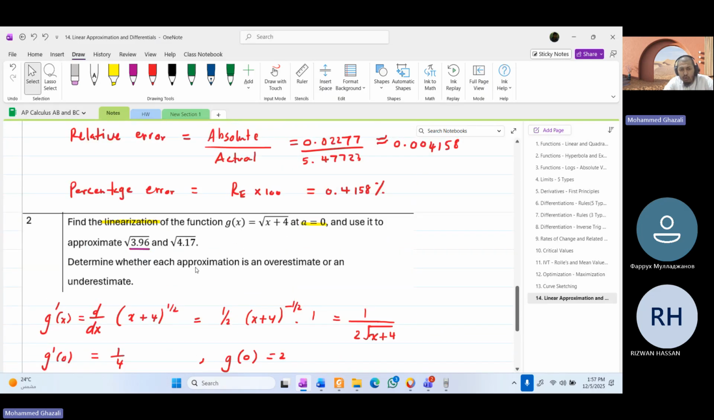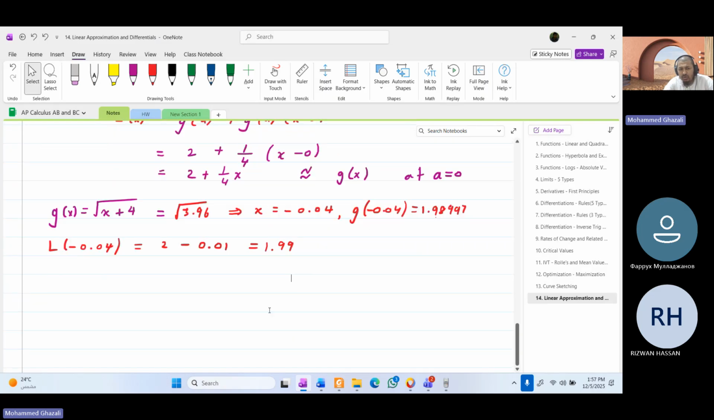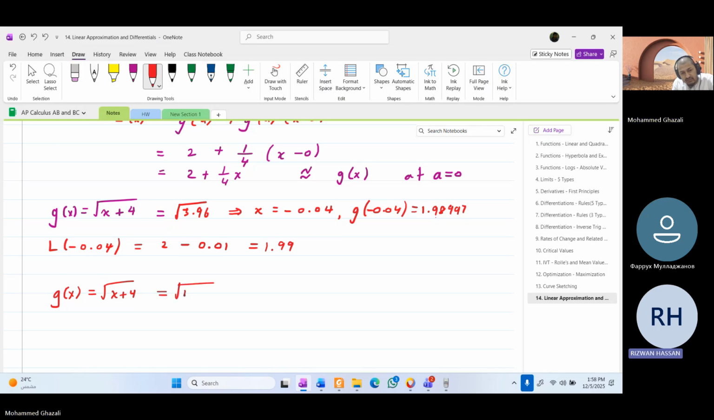Now, next one, 4.17. How will we estimate 4.17? So we do the exact same thing. We say g of x is equal to square root of x plus 4. Do you want absolute error for both of these, or absolute and relative?